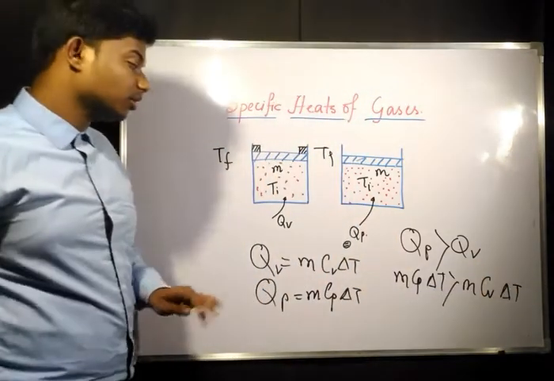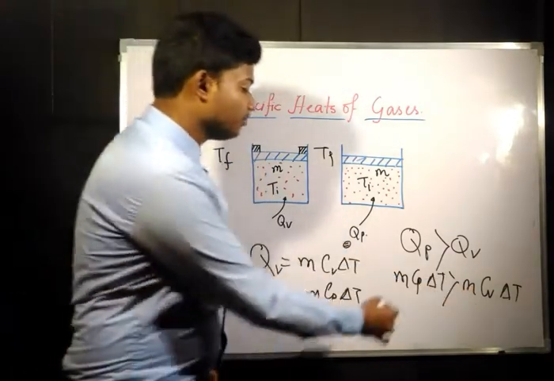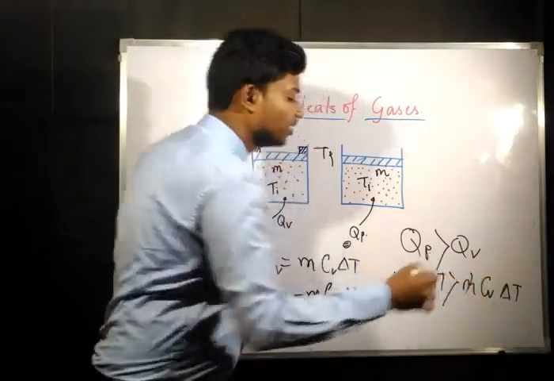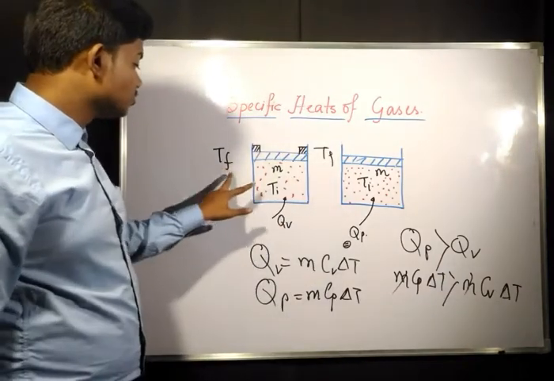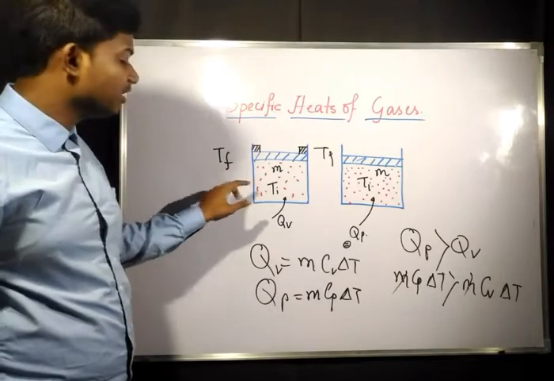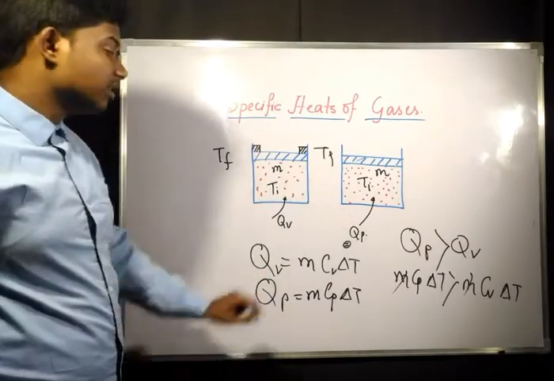Now for QP we can write that m Cp del T is greater than m Cv del T. In this whole case, the mass is constant for both cases, so mass is going to get cancelled out, and the temperature difference is also the same, because here also we are taking the final temperature as Tf and the initial temperature as Ti. Here also final temperature Tf, initial temperature Ti.